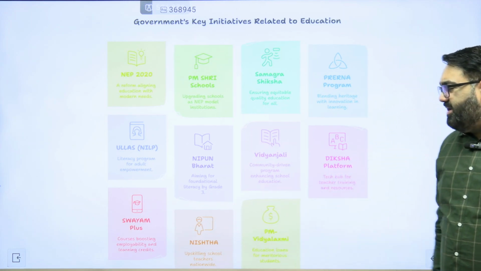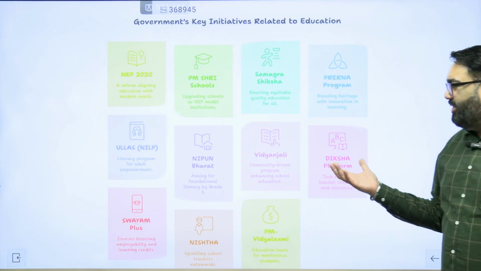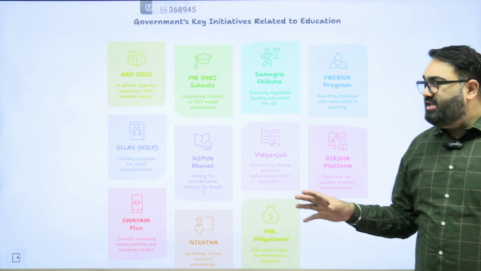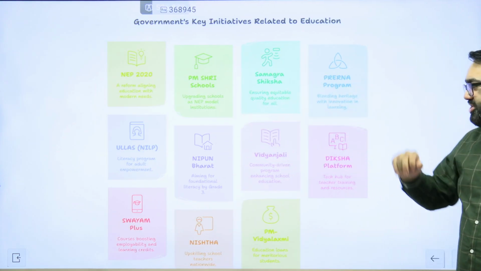These are the other government initiatives. Again, we'll read about most of them in our courses. This is what the government has been doing. This is not the complete list, but just an example of PM Shri School, as I said, upgrading schools as per the National Education Policy.